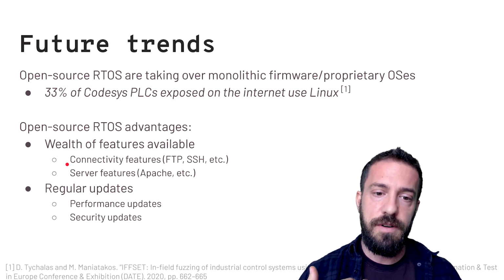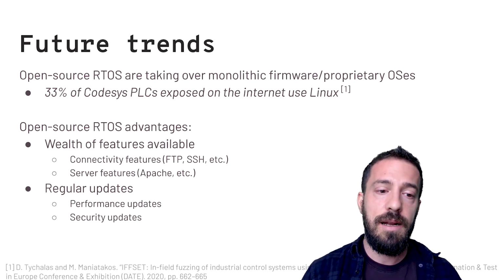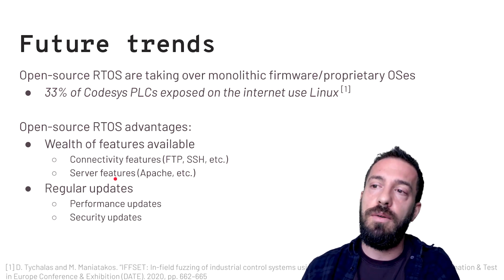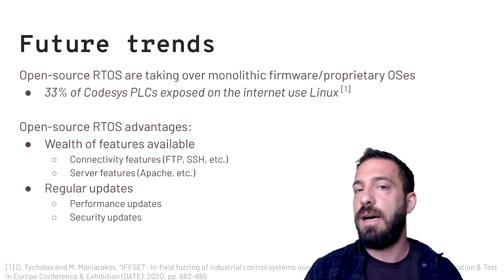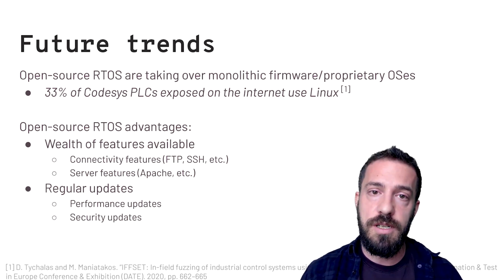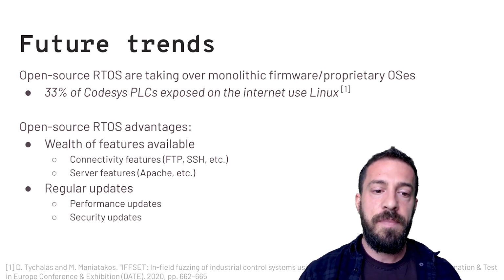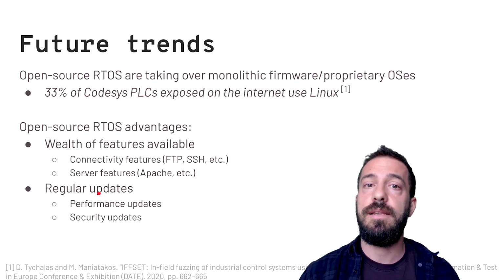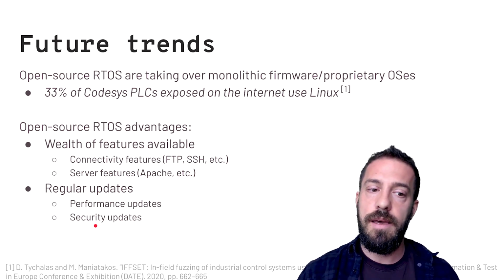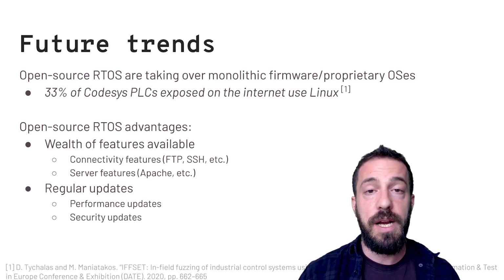You can have an FTP server, you can have SSH, you can have all the encryption coming from OpenSSL, or you can have your server features, Apache, and so on and so forth. So you don't have to develop how to set up a web server or an FTP server. You can provide these features to your users by importing the open source packages that Linux has. And at the same time, you have regular updates. The Linux kernel is getting patched for performance and for security, even though, again, the frequency of updating may be trickier for operating technology systems.